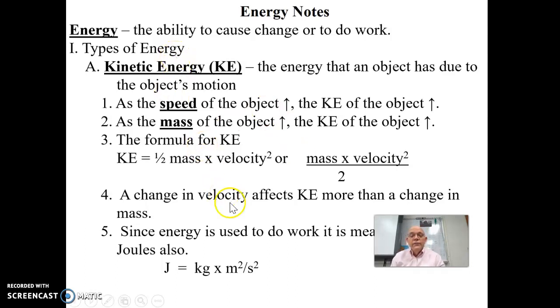Kg is mass, meters per second is velocity, but if you square it, that means it's going to be meters squared over seconds squared, and it's still the same units that we used when we were talking about power.